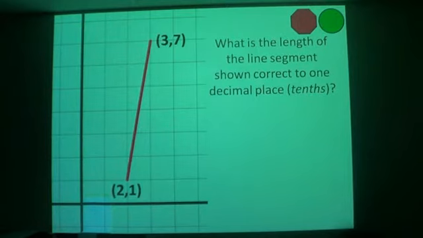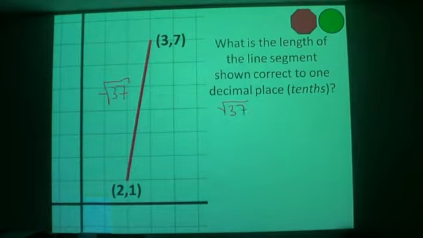So, what is the length of the line segment shown correct to 1 decimal place, tenths? Well, it's the same drawing, so we know that the length of the line is the square root of 37, unless you want to see me go through that again, and if you do, just back up the video and watch that. The square root of 37, I want to know it correct to 1 decimal place. So square root of 37.